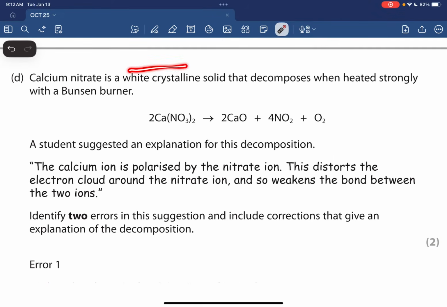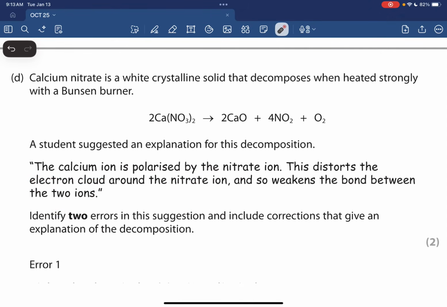Calcium nitrate is a white crystalline solid that decomposes when heated strongly with a Bunsen burner. The student suggested an explanation for this decomposition: the calcium ion is polarized by the nitrate ion. Not at all. The cation polarizes the anion, not the anion polarizing the cation. This distorts the electron cloud around the nitrate ion, so weakens the bond between the two ions.